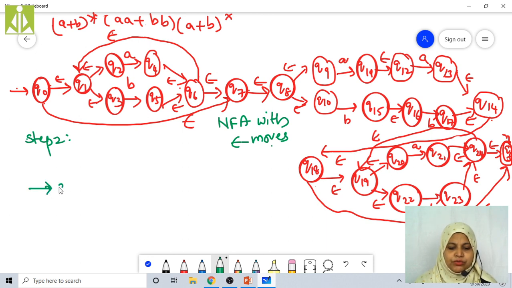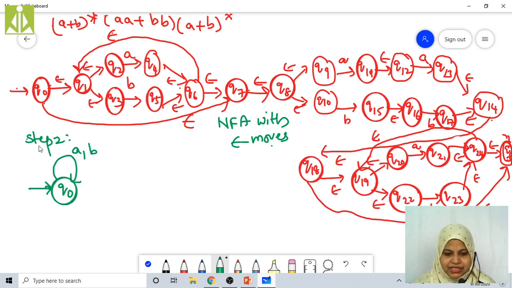So Q naught, A plus B whole star. A comma B. See here, from here up to here, initial state to here, what is this one? Closure is there. Closure means self loop. So A plus B whole star is there. From here epsilon, here A symbol is there, here B symbol is there. From here up to here only, Q naught, A comma B.